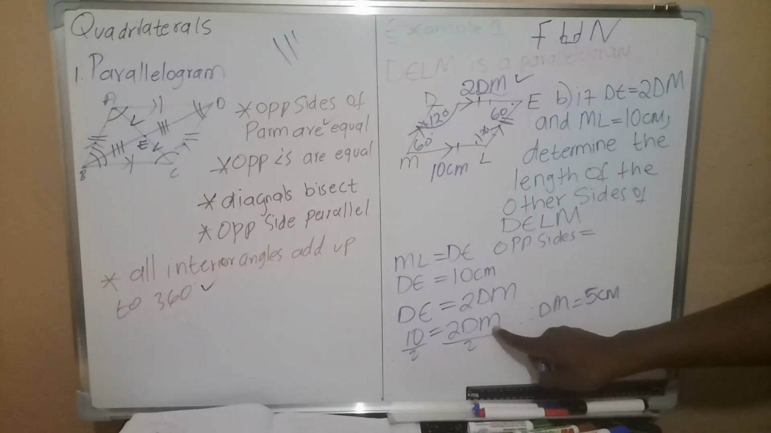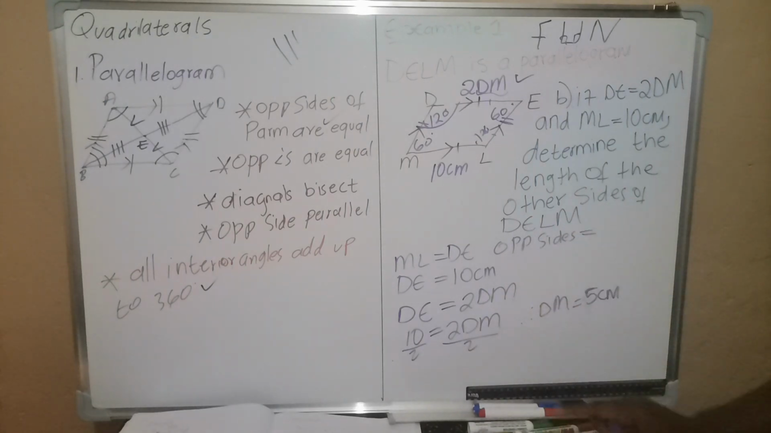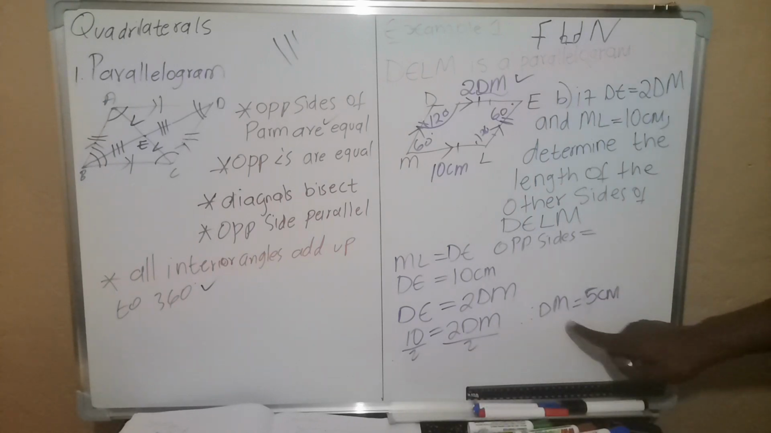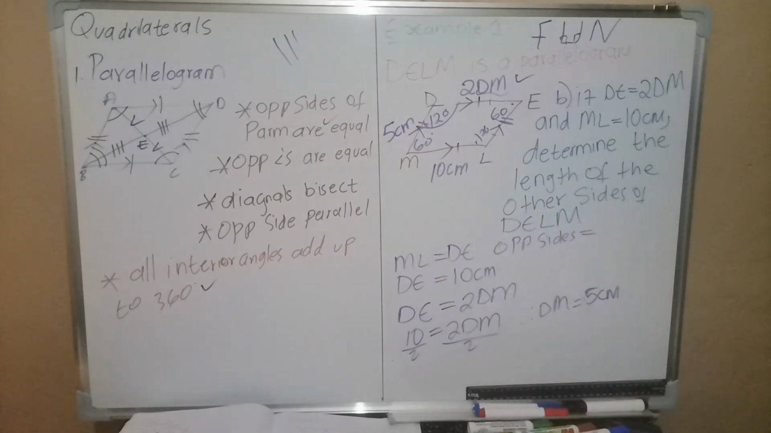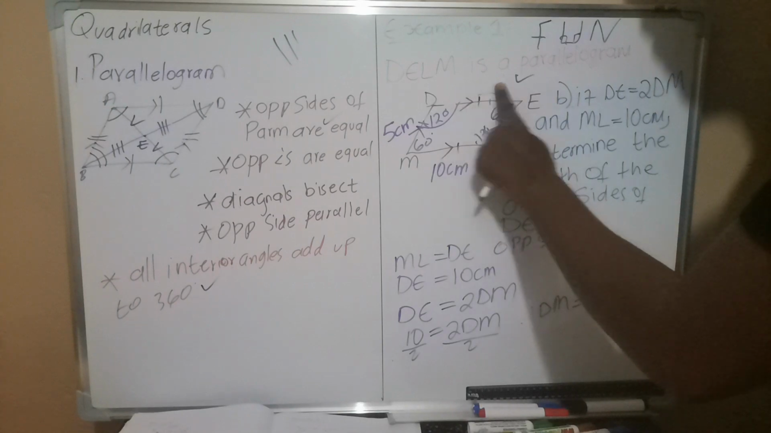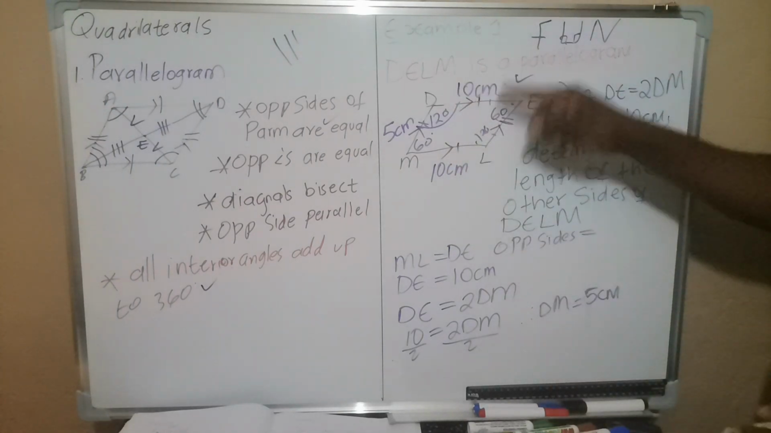Then to find DM, I need to be left with DM on one side as the subject of the formula. That means I'm going to divide both sides by 2, to be left with DM on one side. Then DM is equal to 5 centimeters. Here's my 5 centimeter DM. And then the last one I can find, therefore, the length of DE here is equal to 10 centimeters. Why? Opposite sides are equal.